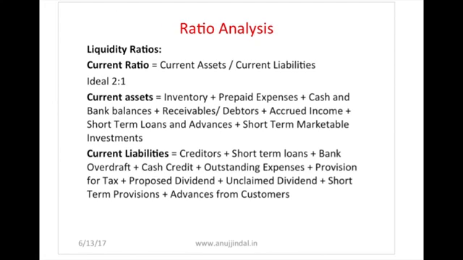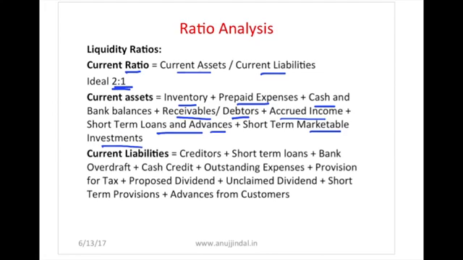The first one is current ratio. Current ratio is current assets upon current liabilities. Let's understand what are current assets and what is involved in current liabilities. The ideal current ratio is 2 is to 1. Current assets include inventory or stock, prepaid expenses, cash and bank balances, receivables or debtors, accrued income, short term loans and advances, short term marketable investments.